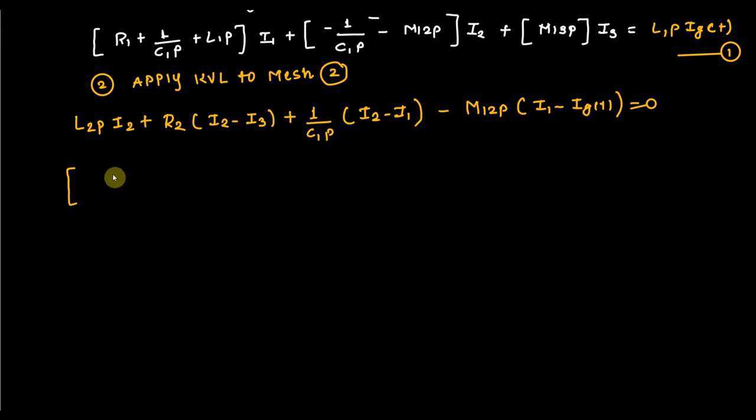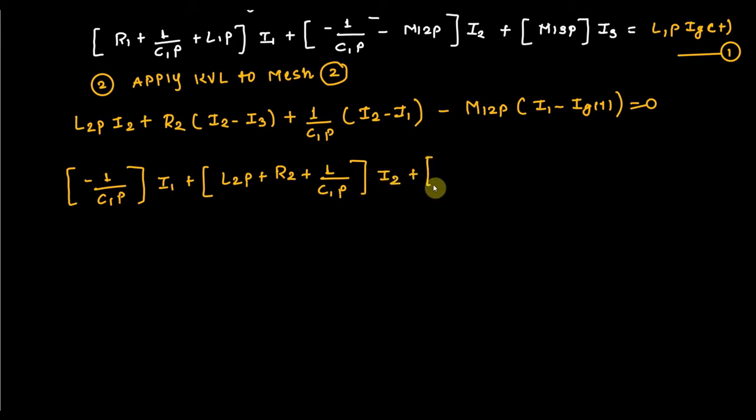So collect the terms of I1. First, minus 1 upon C1P into I1, plus collect the terms of I2. So I2 is L2P plus R2 plus 1 upon C1P. Fine. This term is I2, plus collect the terms of I3. So I3 is only minus R2. This will be I3. Okay.